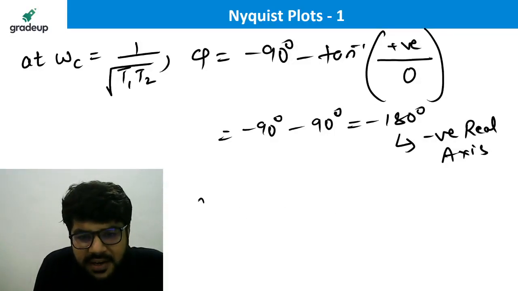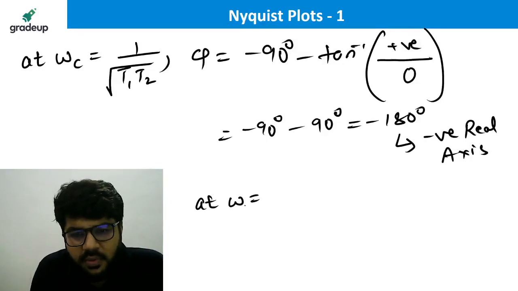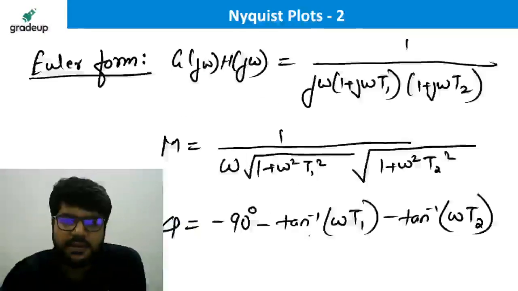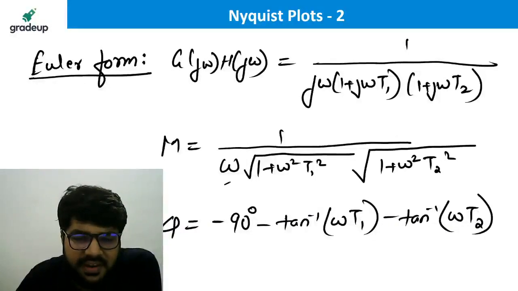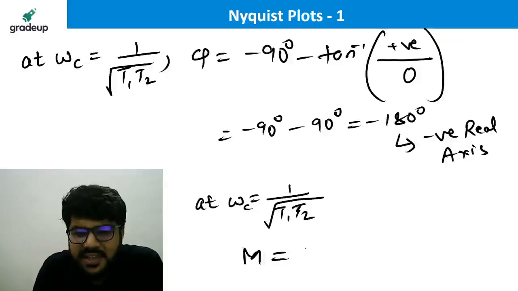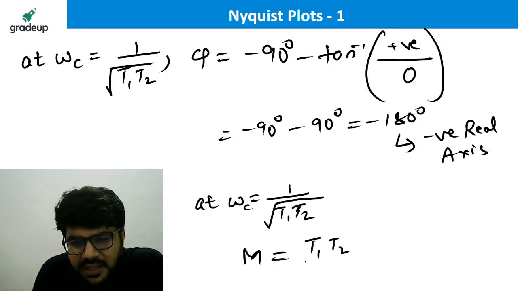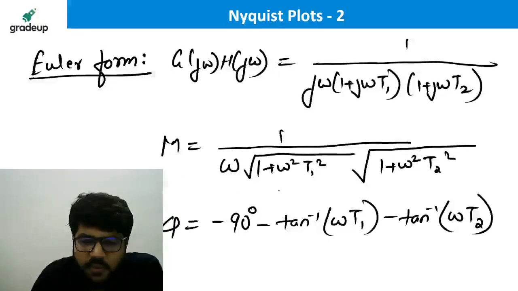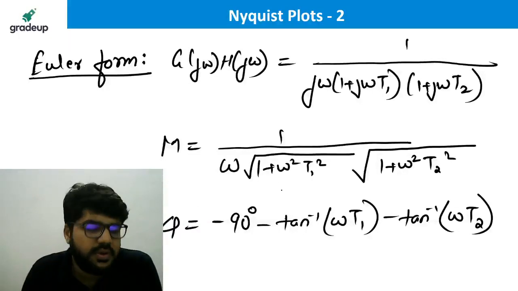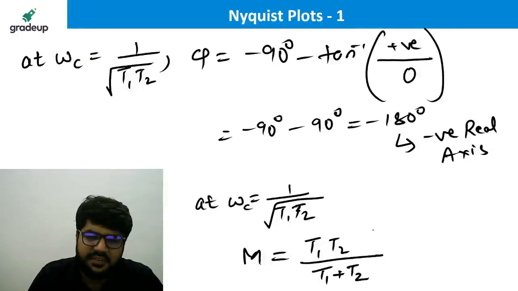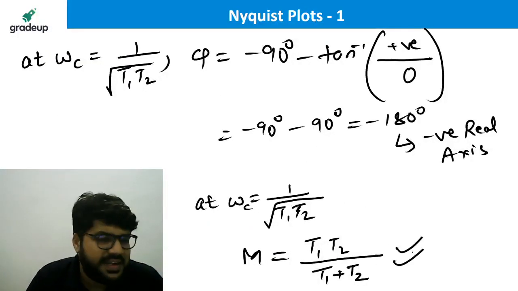Okay, and what is the magnitude at this point? At omega c equal to 1 upon under root t1 t2, magnitude will be equal to, yahan pe I will put omega equal to omega c here. After putting omega equal to omega c, what is the result that you will get? I am giving you directly: T1 T2 divided by T1 plus T2, after putting omega equal to 1 upon root T1 T2 here. Okay, you can try this. It's a very simple exercise, just a one line exercise. I have given you the direct answer: T1 T2 divided by T1 plus T2.